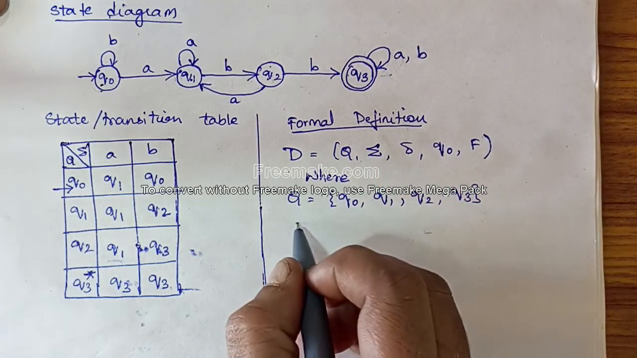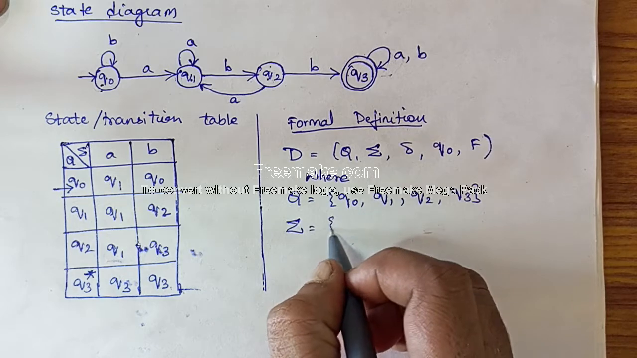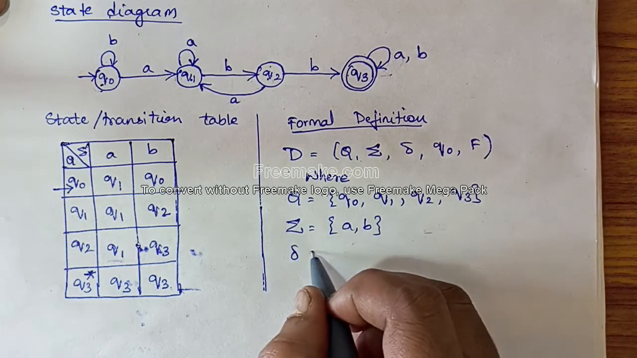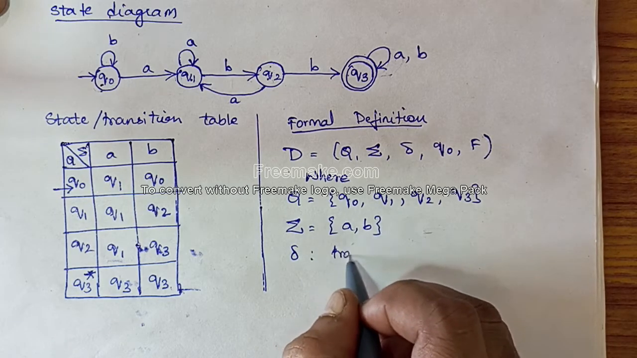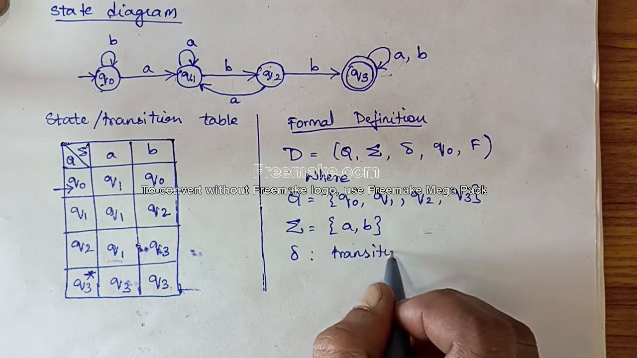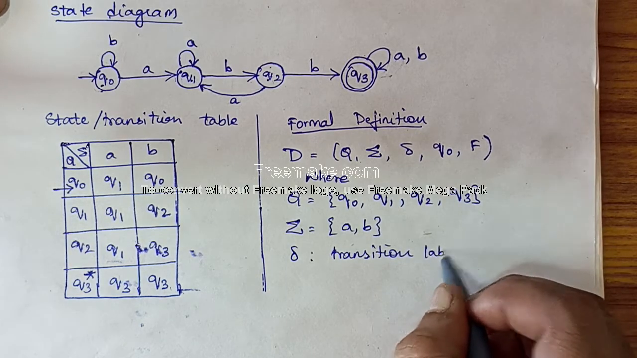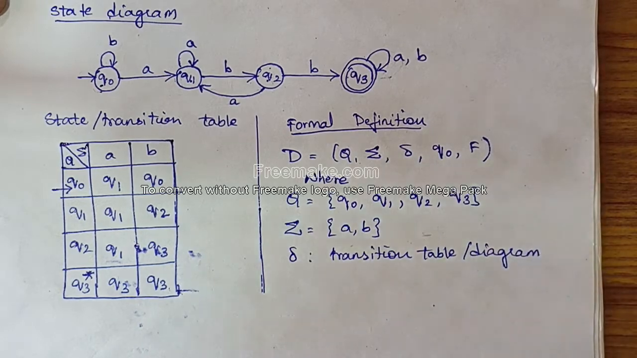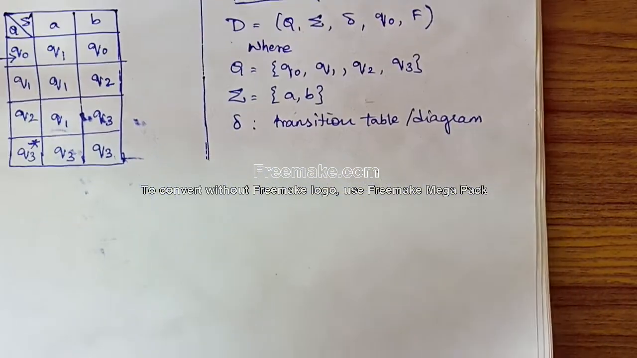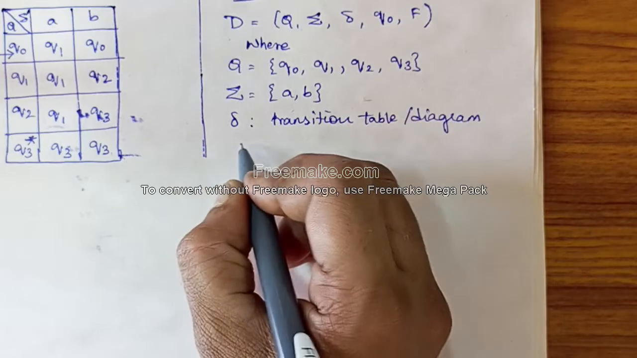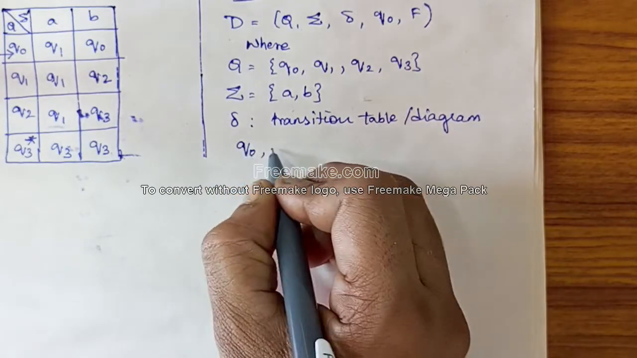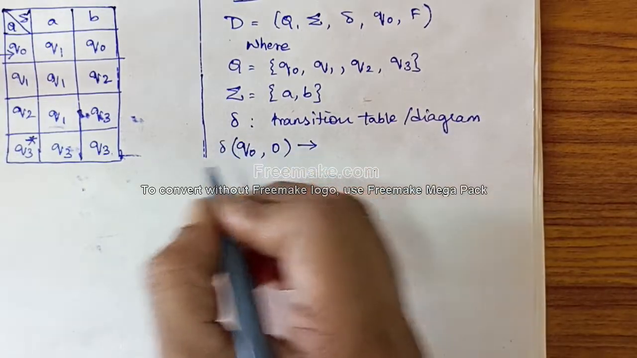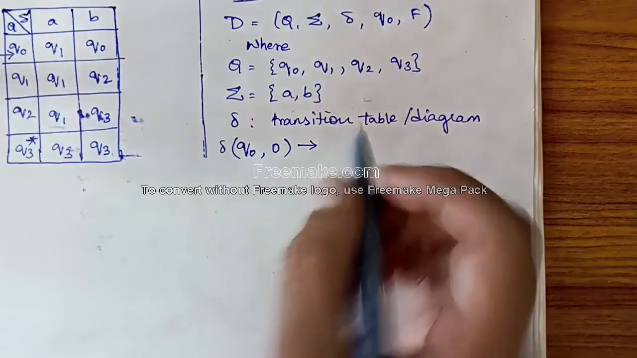Sigma is the set of input symbols. It is given as A and B. Delta is the transition table or diagram. In this case, you have given both. There is another representation for writing the delta, which is my transitions. I can also write it explicitly. Q naught on receiving a 0, what it does. Q naught on receiving a 0 goes to Q1.